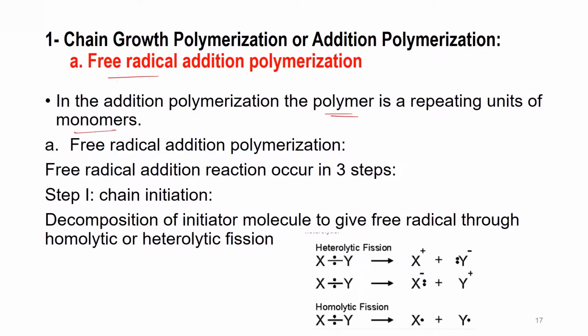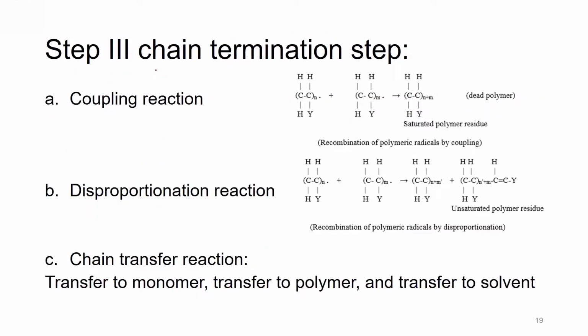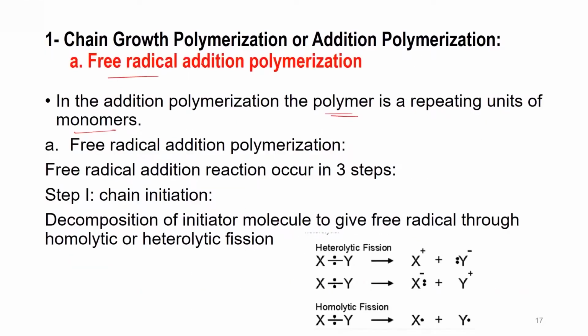Now, for the free radical addition polymerization, the reaction would occur in three steps: the chain initiation, then the step number 2 would be the chain propagation, and the last step would be the chain termination. Let's start first by looking at the chain initiation step.